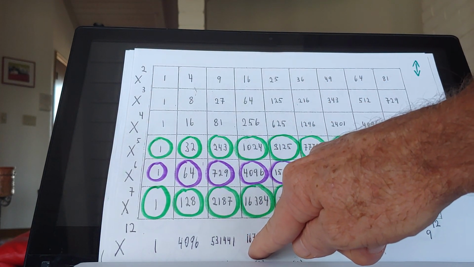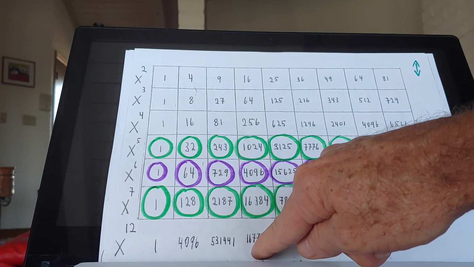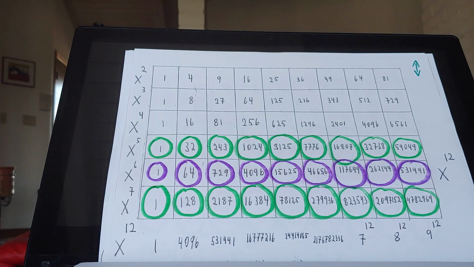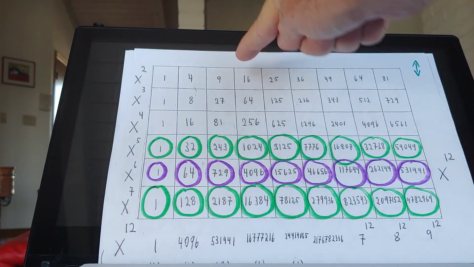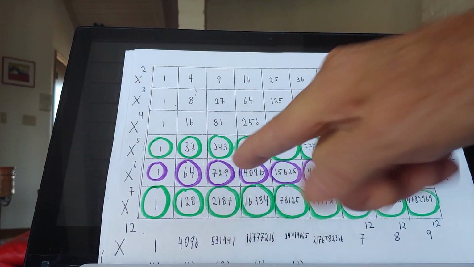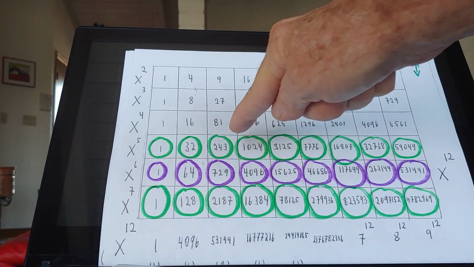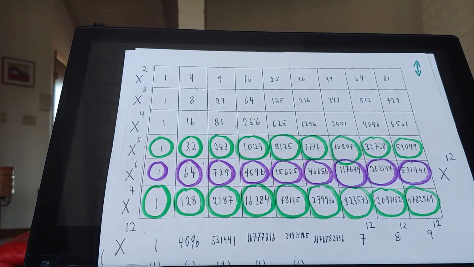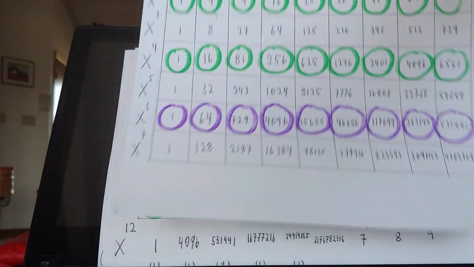16,384. It's 16,777,216. Okay, that is 16,777,216. And I should have known that one because that's one of the familiar numbers. Which is 4 to the 12th, because 4 to the 5th times 4 to the 7th, 7 plus 5, is 4 to the 12th.